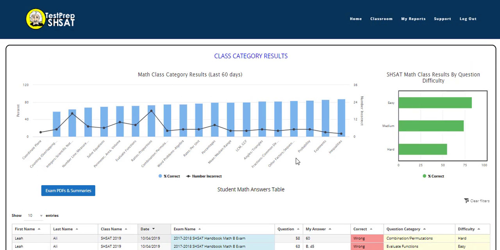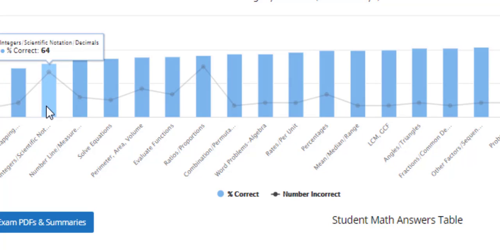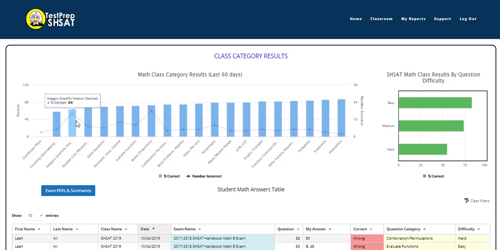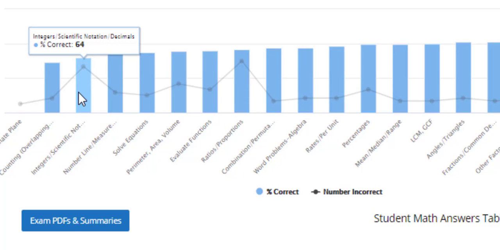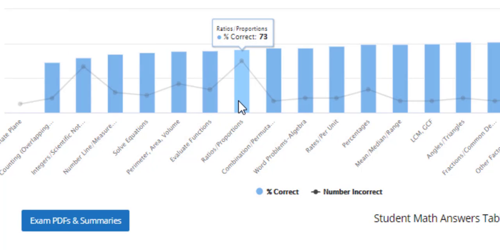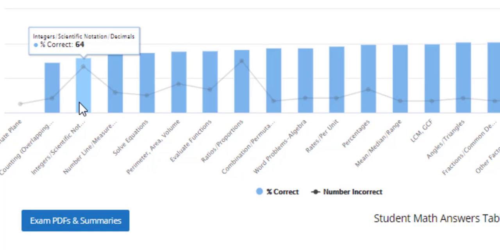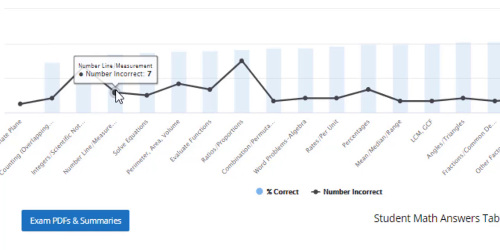Right away, we can see how your students are performing by question, topic, or category in the math exam. And we can see the lowest results or weak areas that might need to be addressed. We can also see the number of mistakes they made, because that can also be important. For example, students are performing poorly in integers and scientific notation, number lines, and we can see ratios further up the scale. I might focus more on the integers and decimals because there are a lot more problems and mistakes related to that than, say, for number line mistakes within the class.